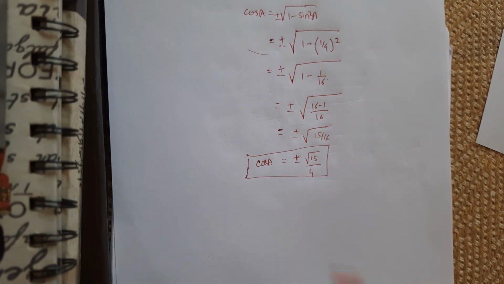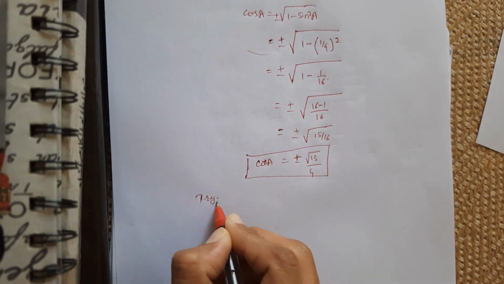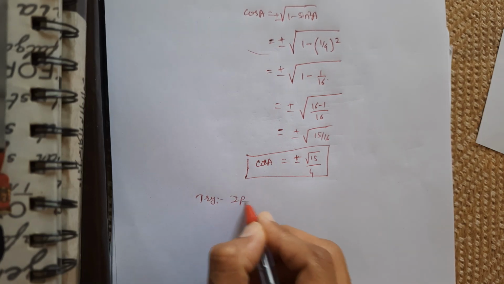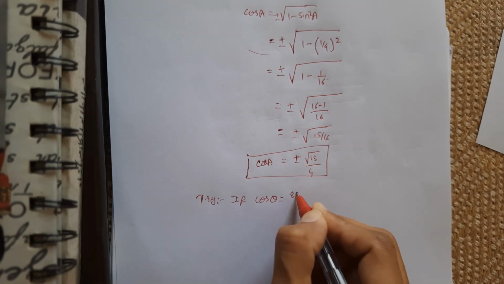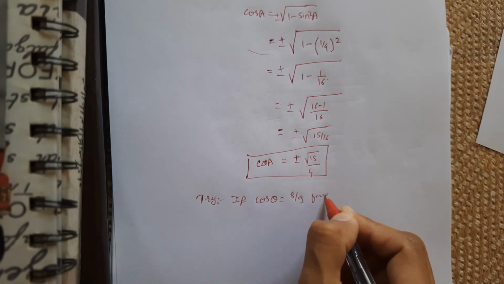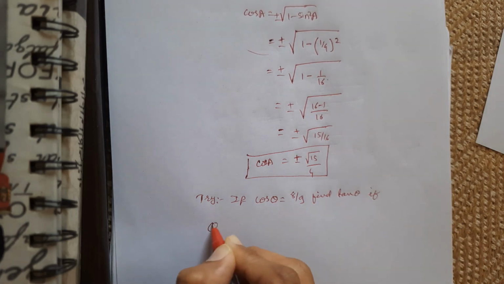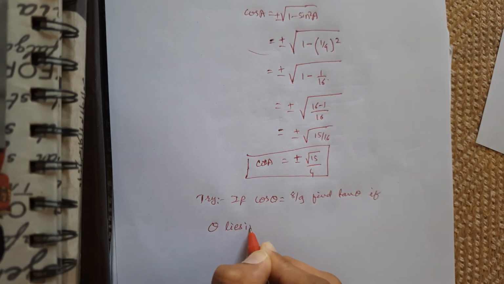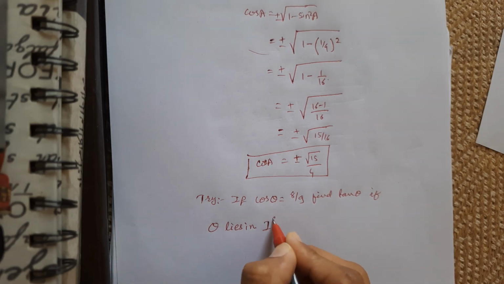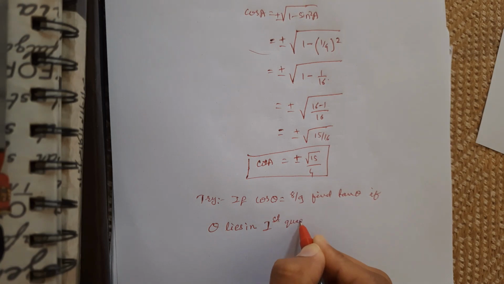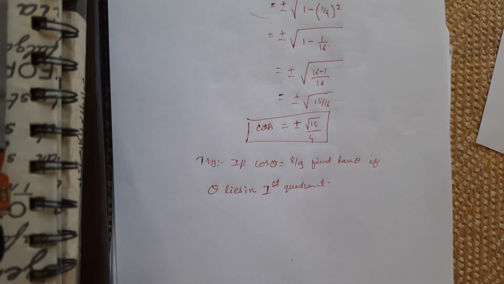Now I want you to solve this example. Try this example: if cos theta is equal to 8 by 9, find tan theta if theta lies in the first quadrant. So try this example.